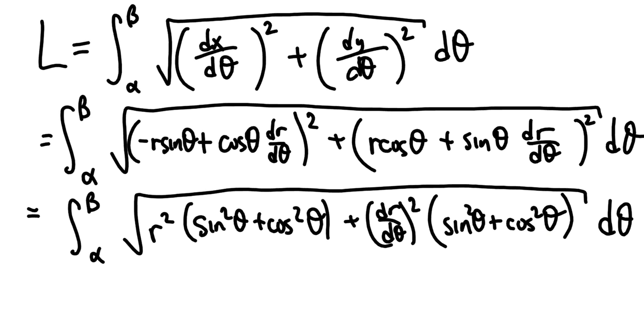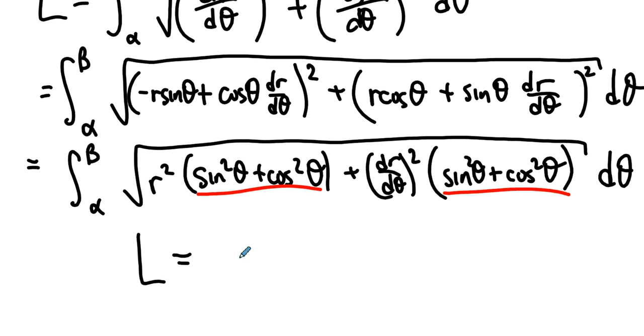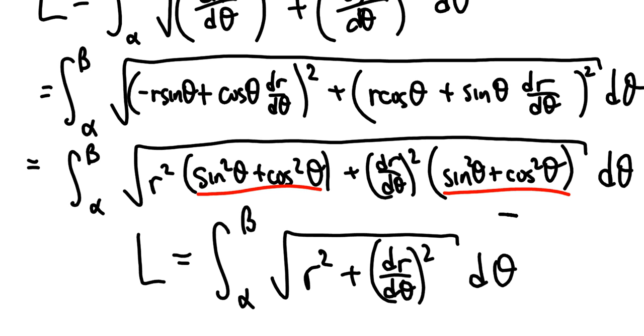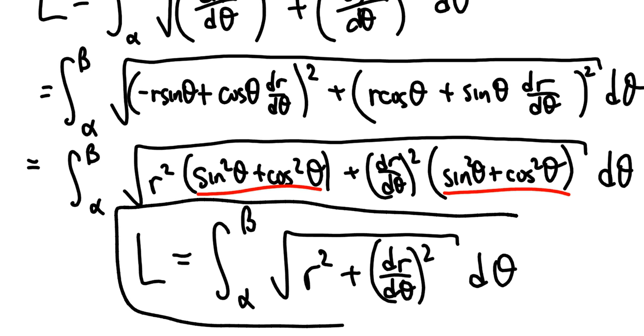Now I know what you're thinking to yourself. I know what that is. I know what that is. Both of those are 1. And you're right, which means that arc length of a polar curve is the integral from the first theta to the second theta of square root of r squared plus dr d theta squared d theta. That is how we find the arc length of a curve graphed polar.